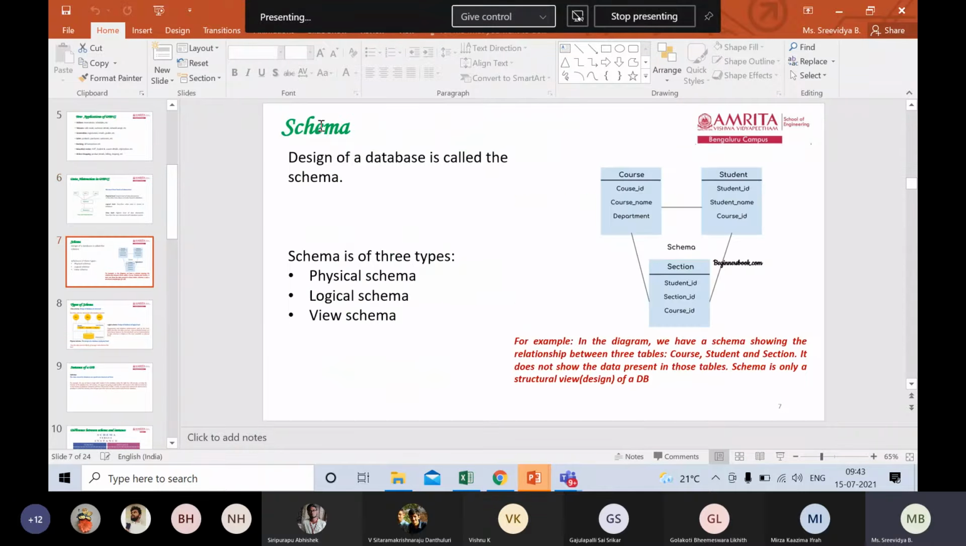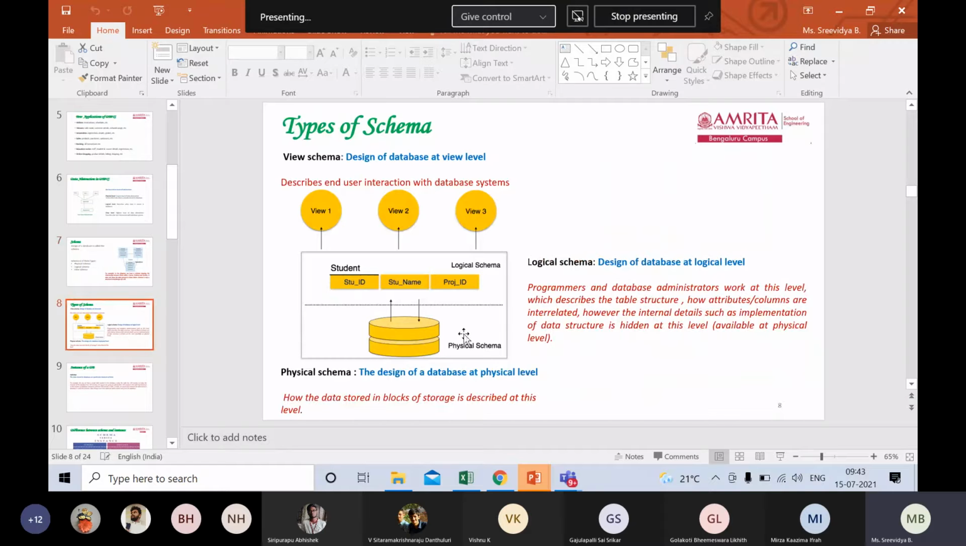Now, schema is one term which will be widely used anywhere you talk about databases. When you say schema, it is associated with the design of a database. Any design of a database means schema. Based on the levels of abstraction, we have three schemas: the physical schema, the logical schema, and the view schema. The physical schema, as I said, is associated with the way the data is stored. How data is stored in blocks of storage is described at the physical level. That's the design of the database at the physical level.